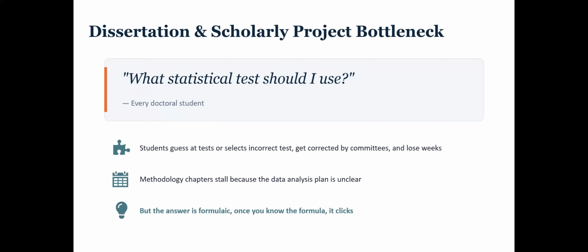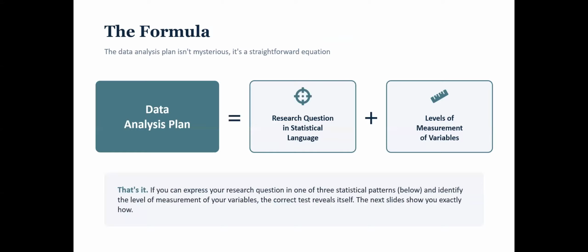So I'm going to present a formula that I've been using, and it works virtually all the time. Essentially, the data plan is just the result of having study aims or research questions in statistical language, and knowing the level of measurement of your variables. Having those two pieces of information gets you to the correct data plan. Let me just drill into these.